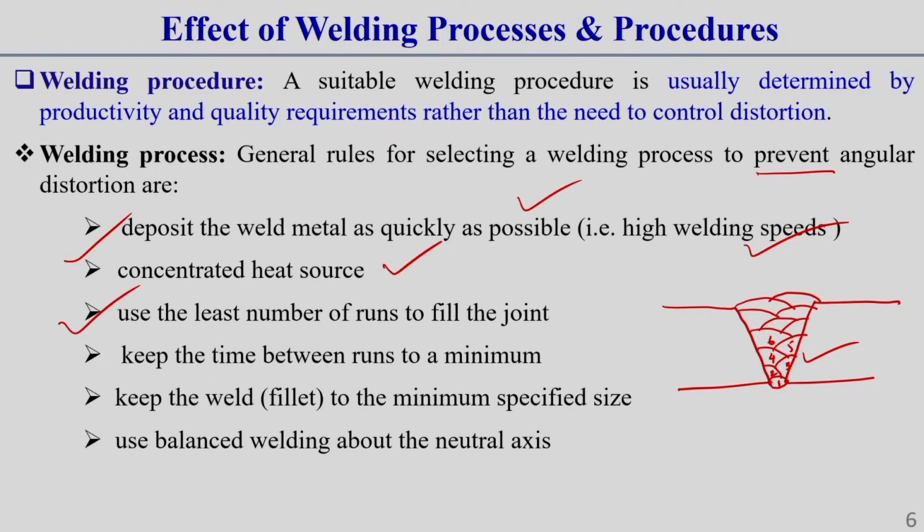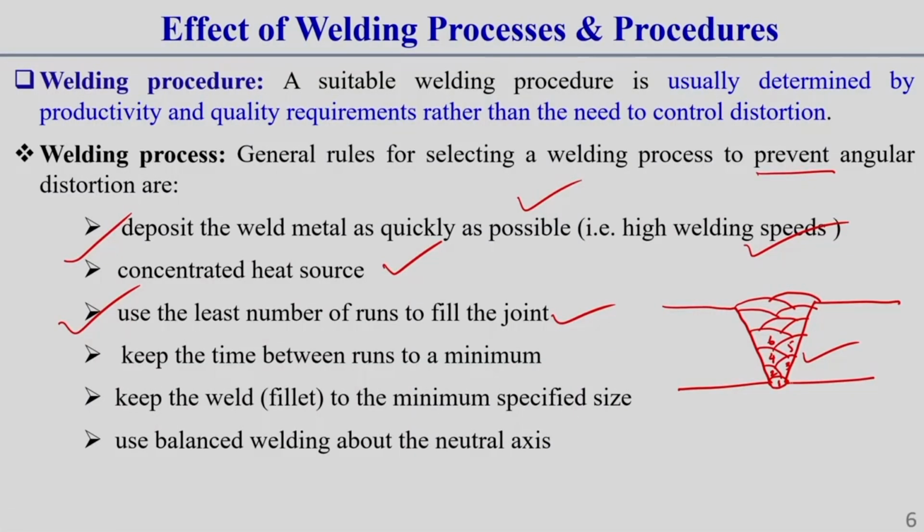You can control the distortion significantly, because if the number of passes increases, then in the plate zone you are using the same heat source multiple times. But if the number of positionings of that same heat source is less, then definitely your heat input will be less. Lesser the heat input, lesser will be the expansion and contraction, lesser will be the distortion. This you should keep in mind.